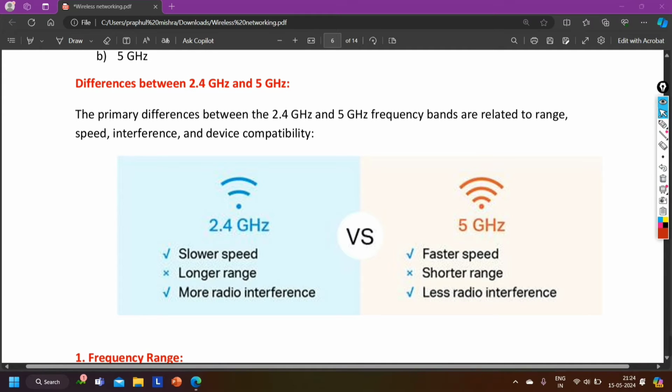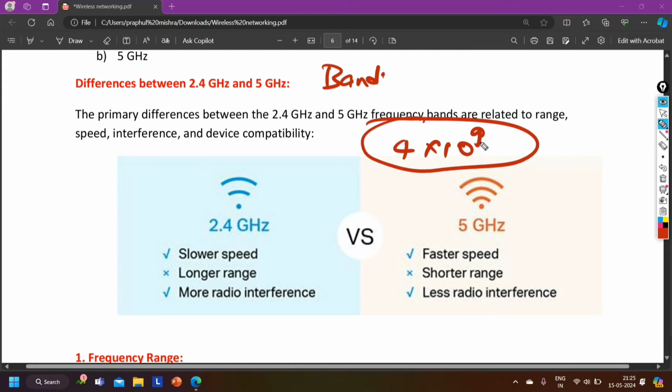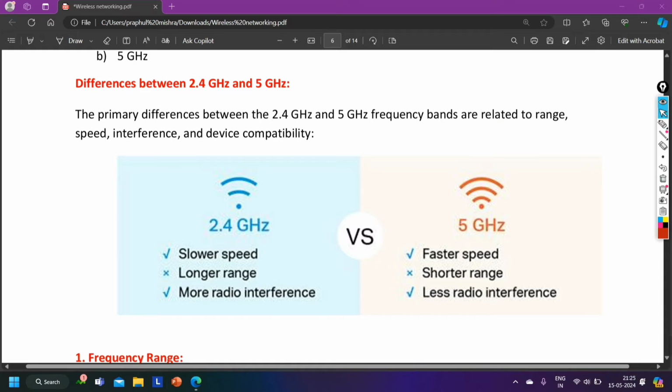Guys, in the last video, in the previous class, we discussed the bands, like what is a band, what is frequency. Frequency is what? Cycles per second, right? So if a wave is completing, let's say, 4 cycles in 1 second, then the frequency is going to be 4 Hz. And if I am saying 4 gigahertz, it means 4 multiplied by 10 raised to the power 9 cycles per second.